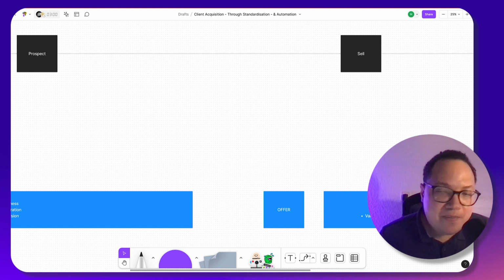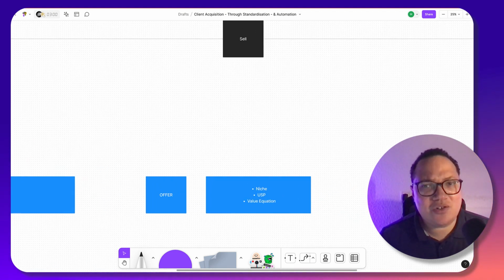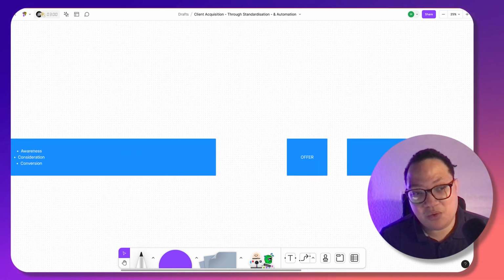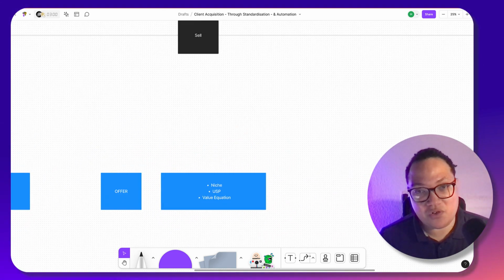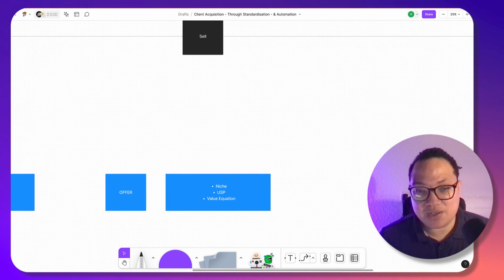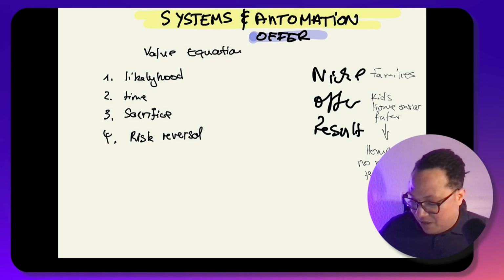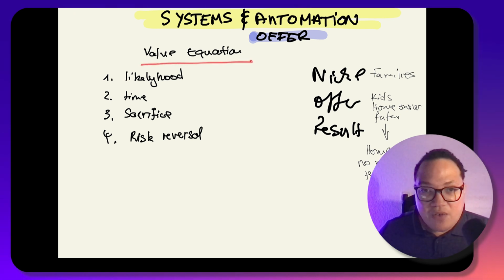Now, how do you keep their attention and create interest, have them consider you or even convert, so that you can sell them? Well, the way you'll do this, and this is an important step, is basically by following the value equation.